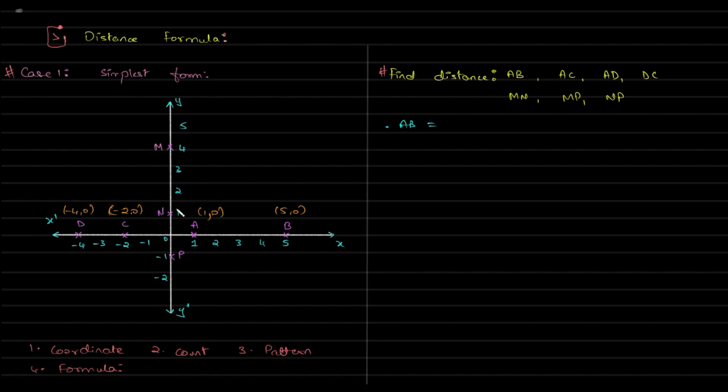And then you have up and down values. That is 0, 1 and 0, 4. And we have 0, minus 1. So these are your coordinates. Once you know the coordinates, we'll make use of them somehow. So let's start counting. A to B, 1, 2, 3, 4.